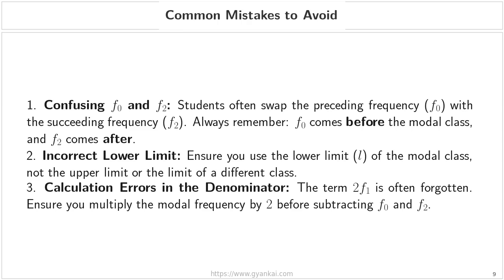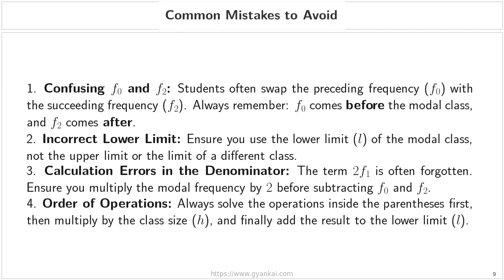Third, pay close attention to your calculations in the denominator. A frequent mistake is forgetting to multiply the modal frequency, F1, by 2. When you are calculating the bottom part of the fraction, make sure you calculate 2 times F1 first, and then subtract F0 and F2. If you miss that multiplier, your entire fraction will be incorrect.